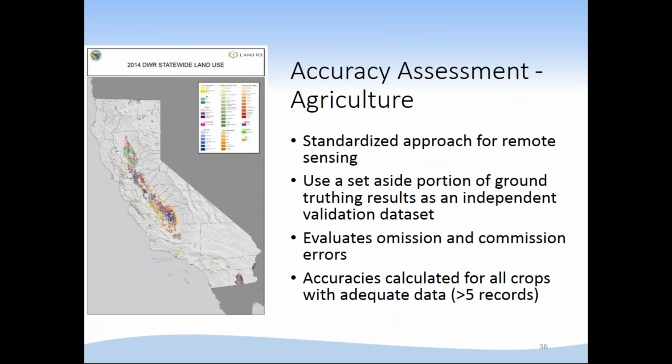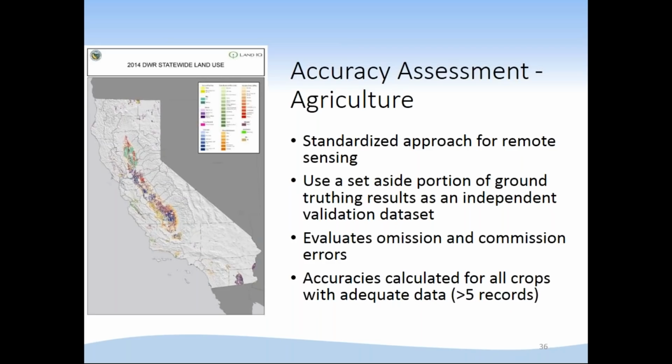So many people ask us, okay, so that's all well and good, but how accurate are you? We use a standardized approach for remote sensing to determine both omission and commission errors. That basically means, did I call an almond orchard a peach orchard when it should have been an almond orchard, or vice versa? We set aside, again, a portion of that ground truthing data as an independent validation data set to statistically and quantitatively determine the error, which is about 3.4%.